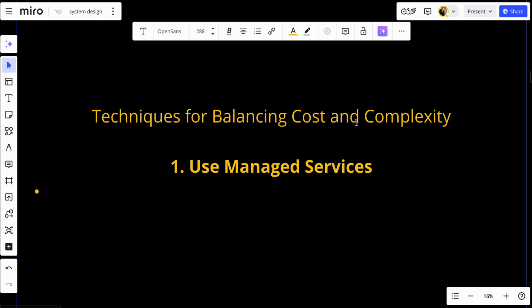Okay, let's talk about some techniques to balance cost and complexity. First, use managed services. Managed services provided by cloud platforms can greatly reduce complexity. Instead of setting up your own load balancers, databases, and monitoring, you can leverage managed services that are built with high availability in mind. An example for that is using AWS RDS, which is Relational Database Service, for your databases. It provides built-in failover capabilities without you having to manage the underlying infrastructure. This significantly reduces both complexity and operational overhead.